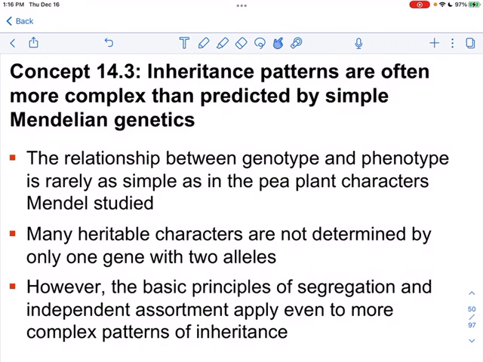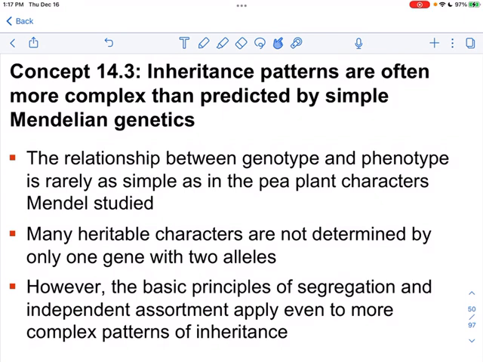They're far more complex than that. But even with those complex genetic inheritance patterns that we're going to get into, the basic principles of segregation and independent assortment still apply. Because no matter how many genes, no matter how many different kinds of alleles, it's still true that we're talking about diploid organisms.